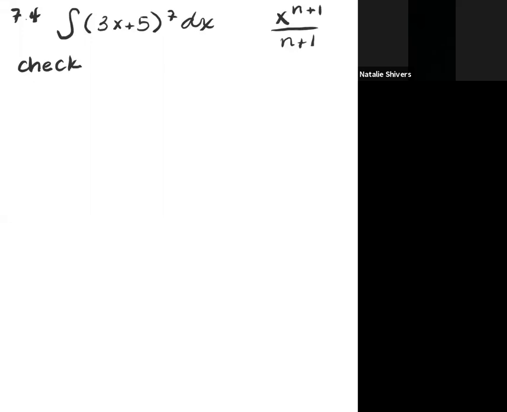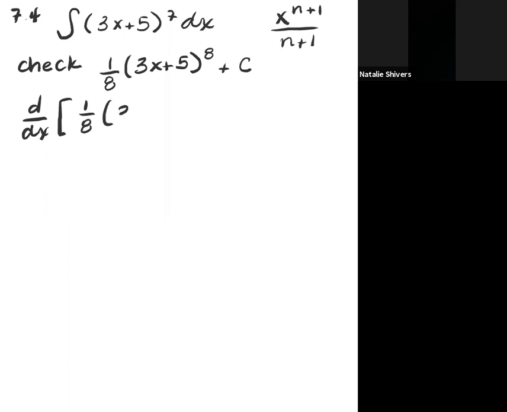So what would happen on this one? We would get (3x+5), and we're going to increase the exponent by 1 to 8. Then instead of putting it over 8, we're going to move it out front, plus c. We're going to see if this rule works for this antiderivative by checking it by taking the derivative. So we're going to do d/dx of 1/8 (3x+5)^8.